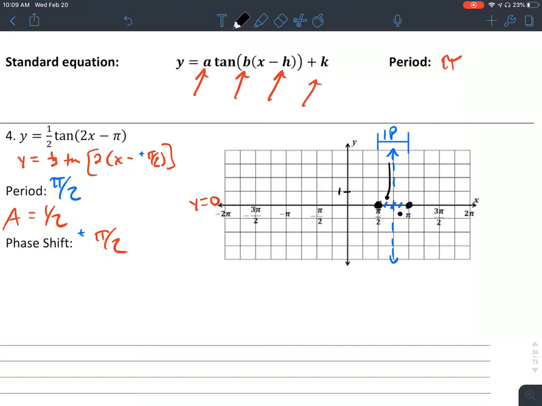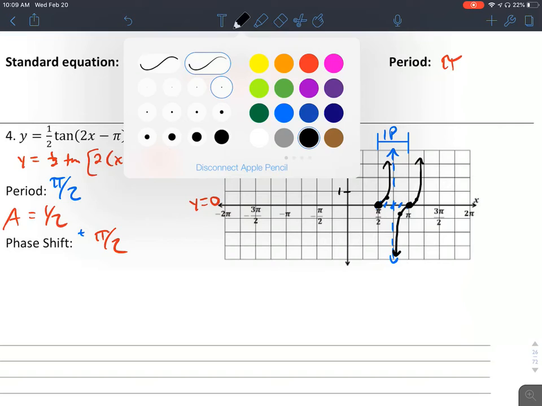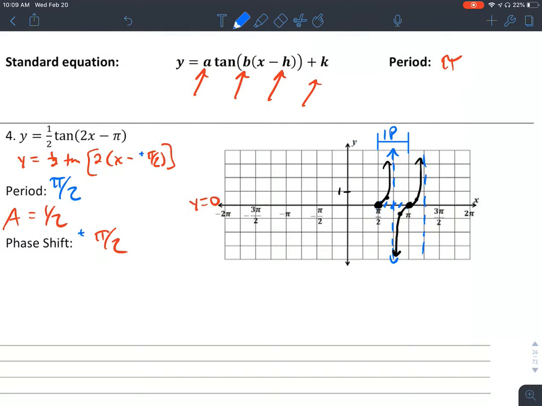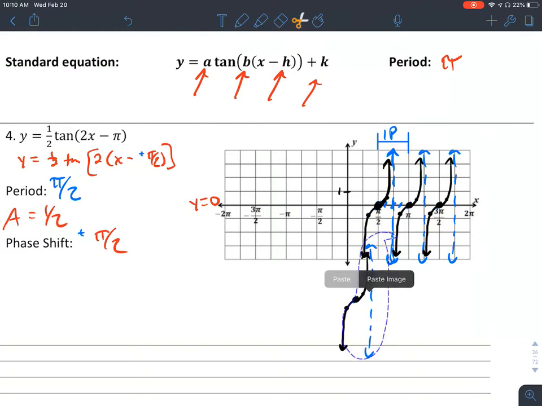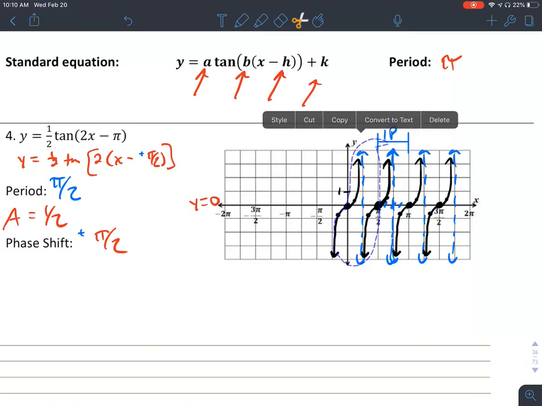That means my curve looks like this and looks like this. Do not only graph one period. If we continue this pattern, we're going to have a curve that looks like this with another vertical asymptote. This little fella right here just keeps getting repeated. Over and over and over.